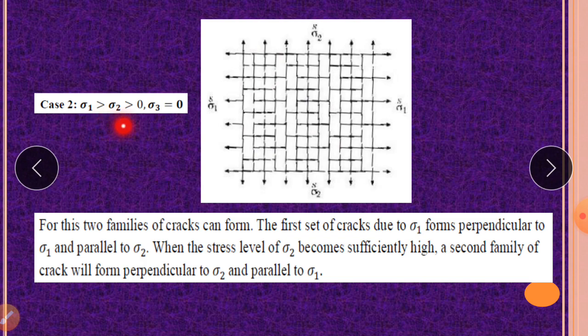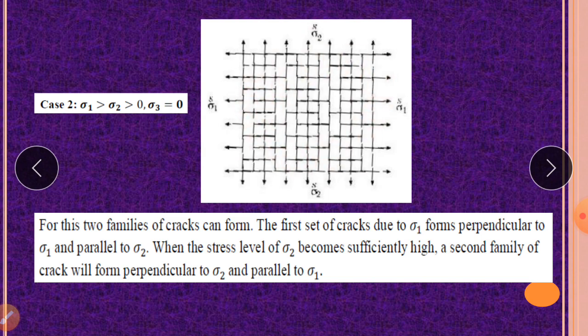Then when sigma 2 reaches the stress limiting value and crosses the limit, it also creates stress cracks which are perpendicular to the sigma 2 direction. These perpendicular cracks to sigma 2 are the secondary cracks which are generated in the model. So for this type of condition, we will get this type of crack pattern on the surface.